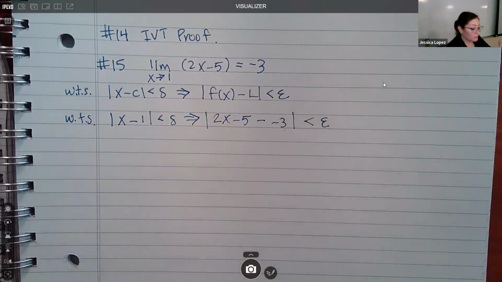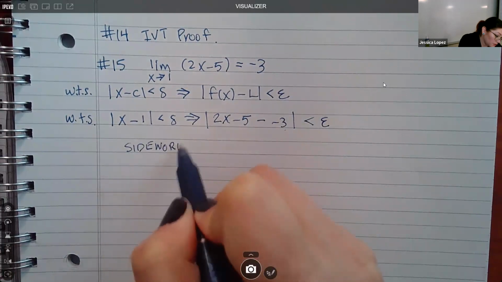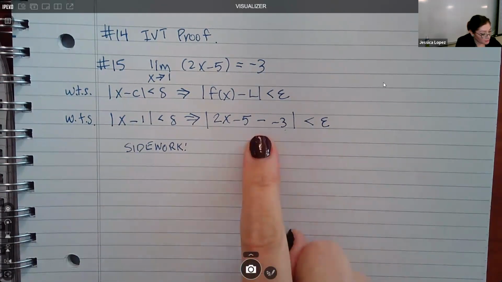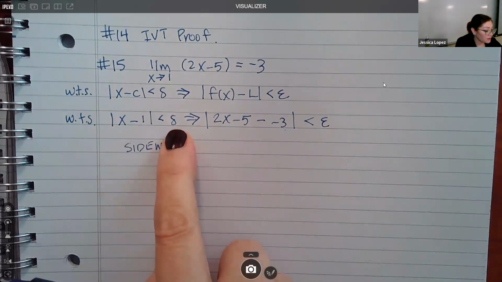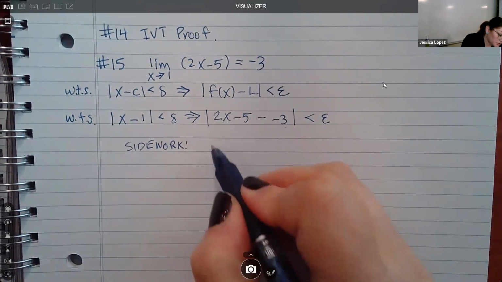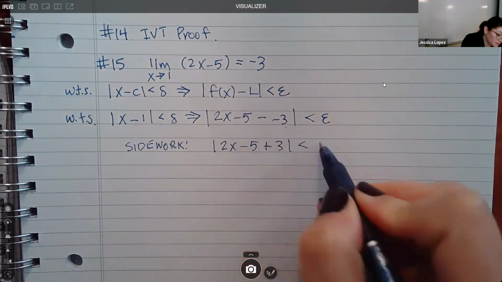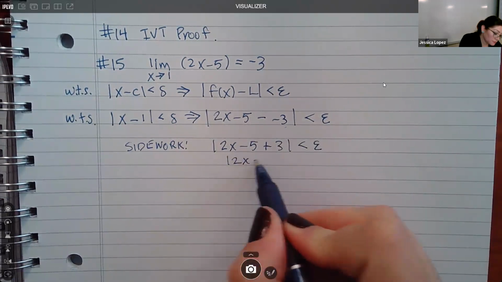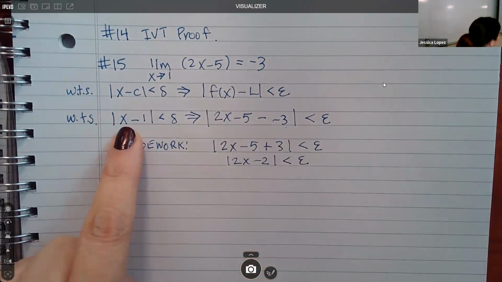Now remember, I'm only writing my side work down. This is not my proof. I will type the proof in the computer. I am going to work on this more complicated piece and try to make it look like this side, because if I do, then I'll have an expression for how to write delta in terms of epsilon. So I'm going to start with this weirder side and change that to a plus. Then I'm going to combine my like terms. And remember what the goal is: to make the inside of those bars look like this.